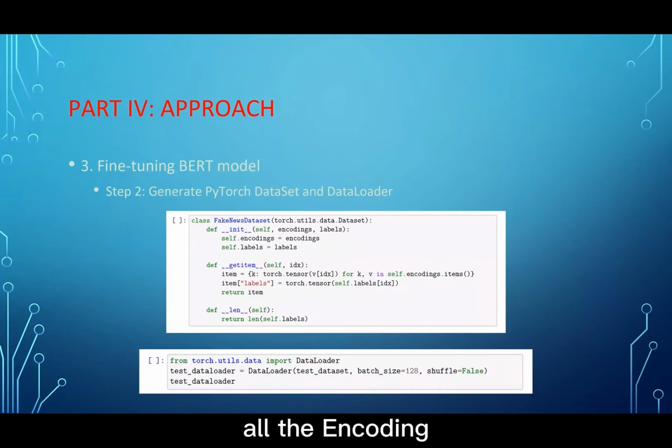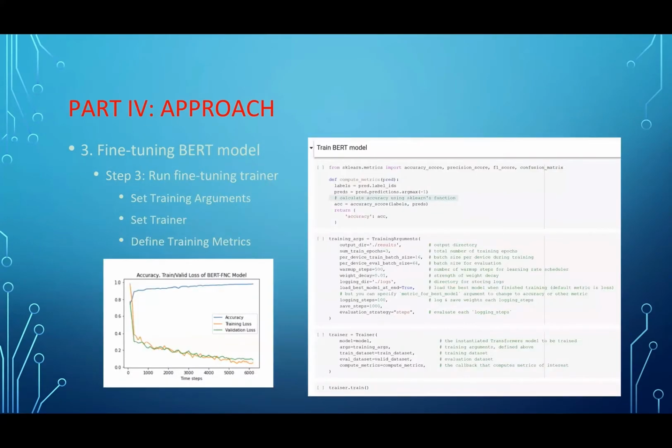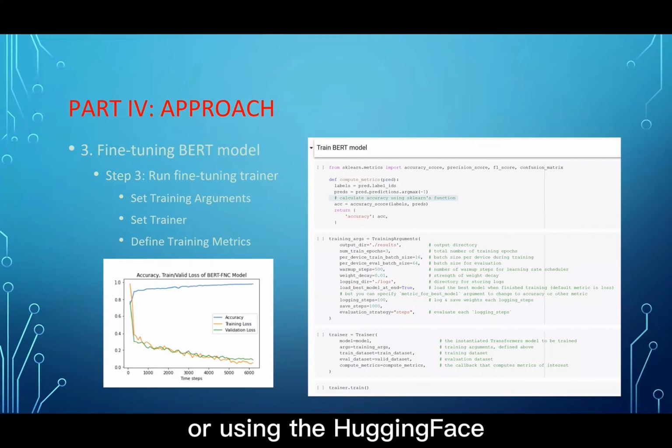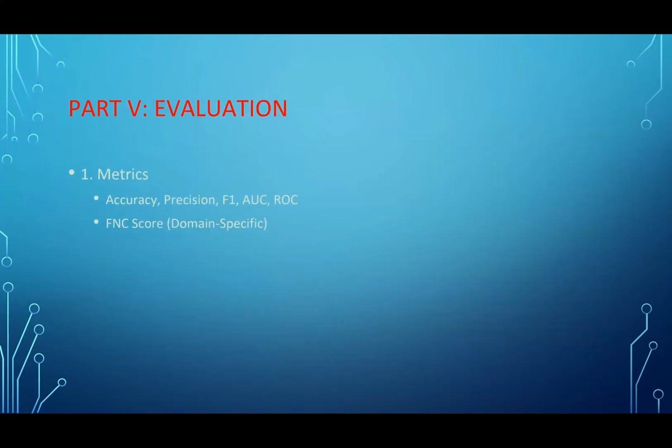Second step, all the encodings should be packed into a dataset, which is used by PyTorch to extract batches and shuffle. Now we can start fine-tuning, either using the native PyTorch code for fine-tuning or using the Hugging Face wrapped higher-order functions for training. We only need to define training arguments and trainers to perform fine-tuning very efficiently.